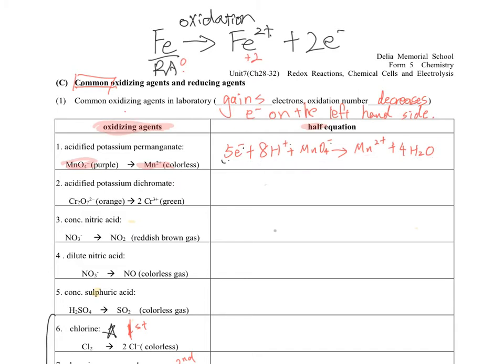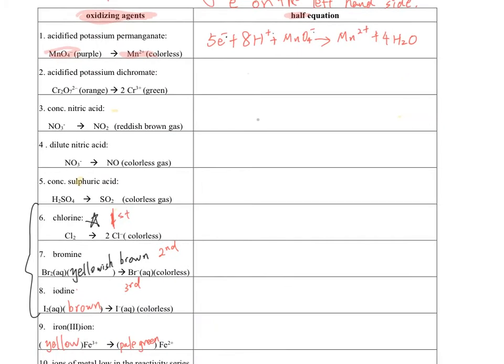Okay, I will do the fourth one for you as example. Alright, the fourth one is dilute nitric acid. You have to remember that dilute nitric acid will be reduced to nitrogen monoxide. So in nitric acid, the nitrate ion will react. Sometimes we will also write HNO3, and the product will be NO.